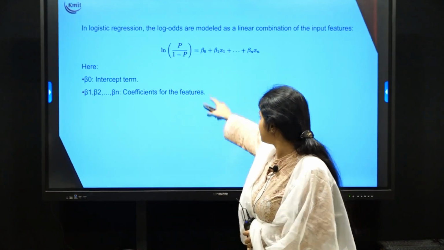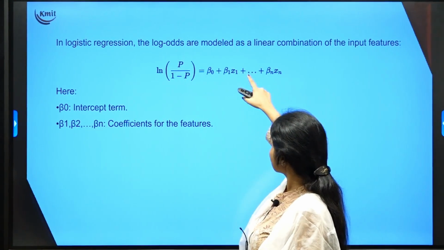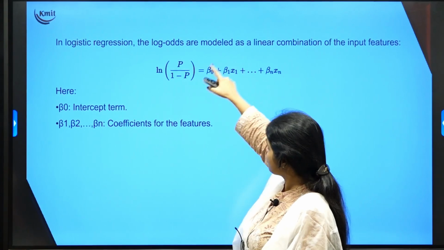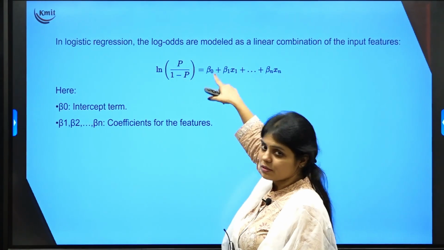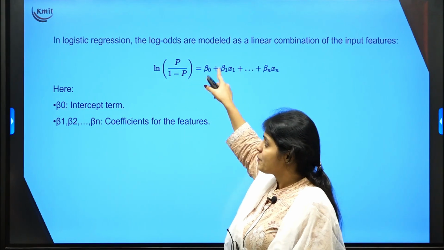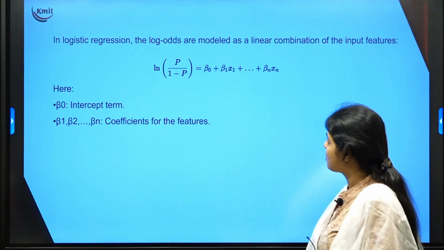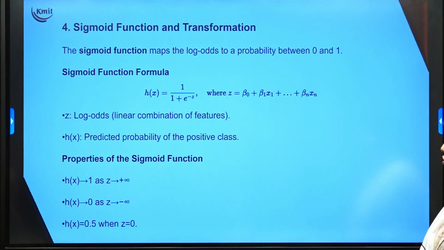So beta naught is the intercept term, beta 1, beta 2, beta 3 are the coefficients, x 1, x 2, x 3 are the input features. So here the logit function, or the natural logarithm of the log odds, is nothing but the intercept term along with the coefficients, which are multiplied with the given input features.